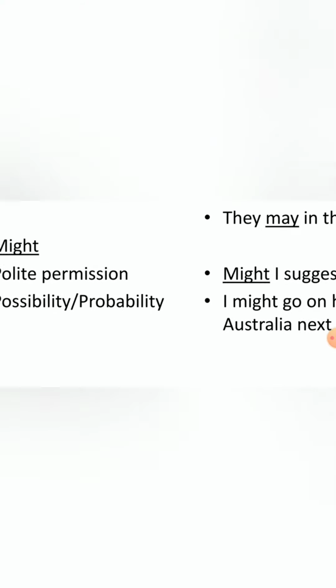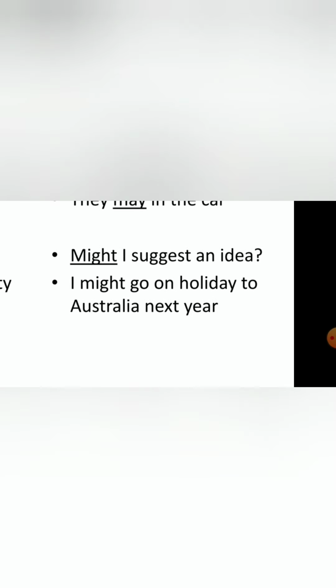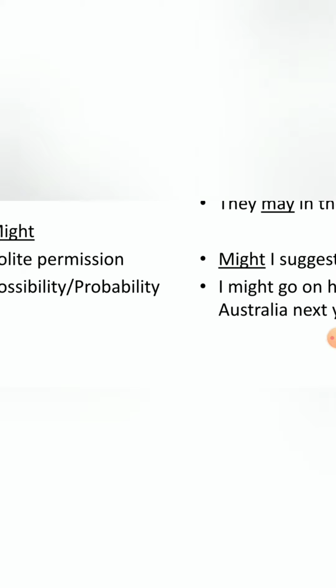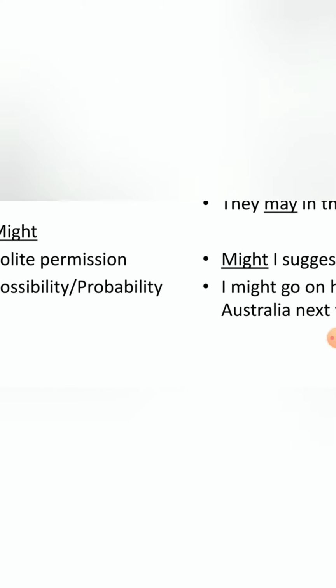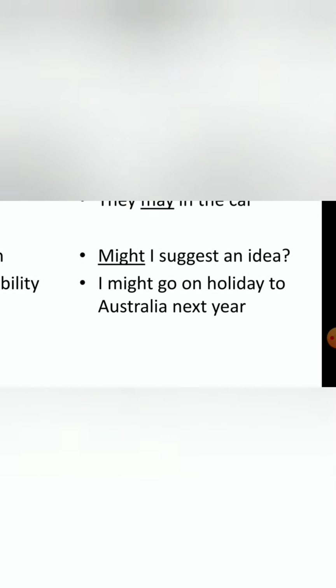The next one is possibility or probability. What is possibility or probability? Already I told you the meaning. A thing that may happen. I might go on holiday to Australia next year. The modal verb might is used in this sentence. It shows the possibility.